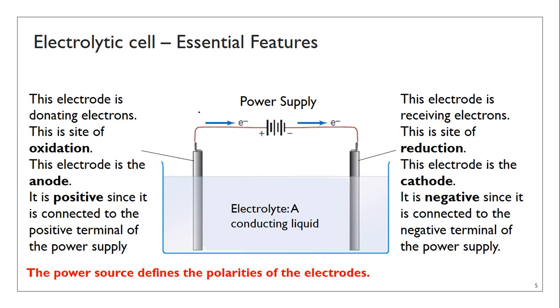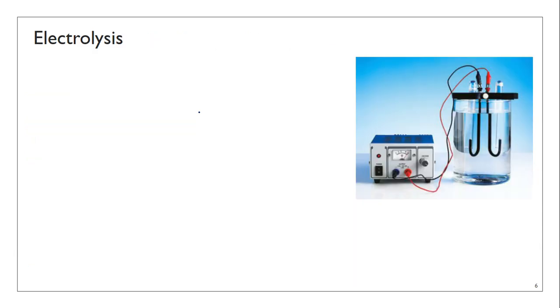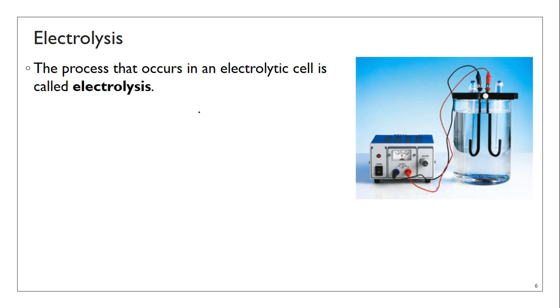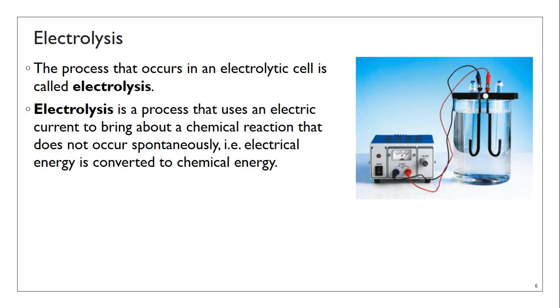Okay, so let's talk about what actually happens in an electrolytic cell. The process that happens in an electrolytic cell is called electrolysis. The definition of electrolysis is a process that uses an electric current to bring about a chemical reaction that does not occur spontaneously. So this is the second main difference between a galvanic cell and an electrolytic cell.